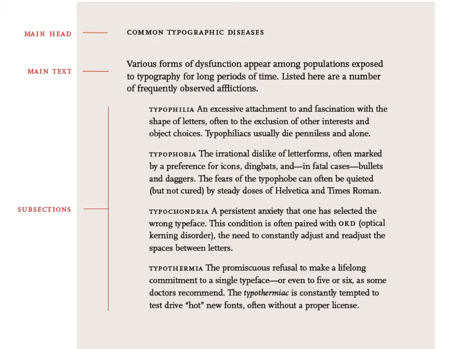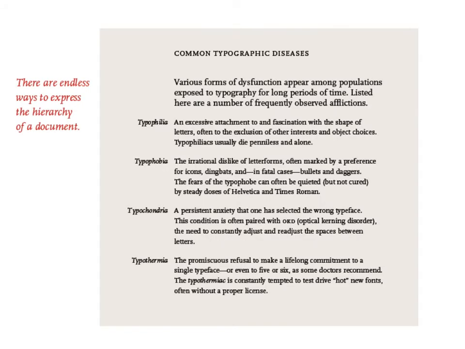So all these treatments are done to help guide you where to look. We know that we've got a headline, we have main text, and we have the bullets, which are a subsidiary, so to speak, of the main text. Here is another solution for the same quote problem. Because there are endless ways to express a hierarchy in a document. This is just another way of showing it.